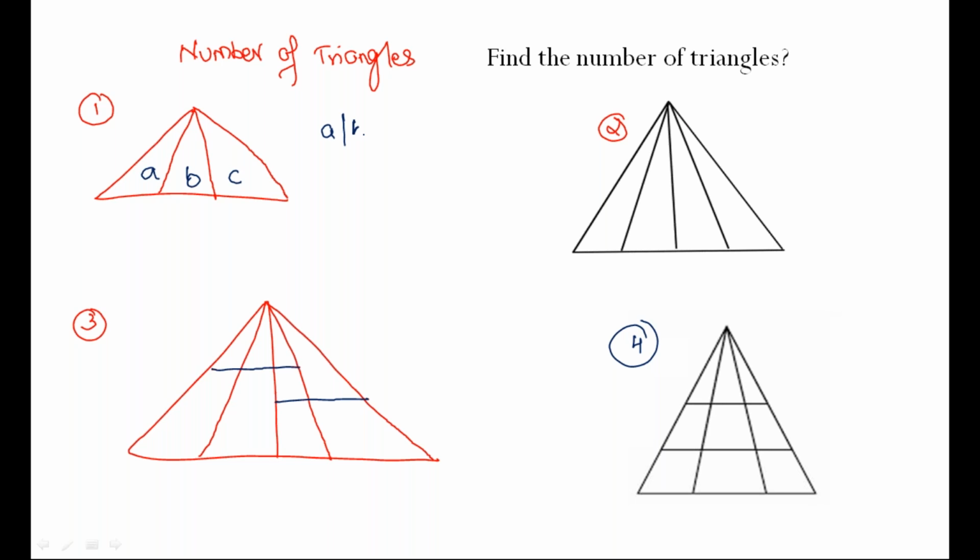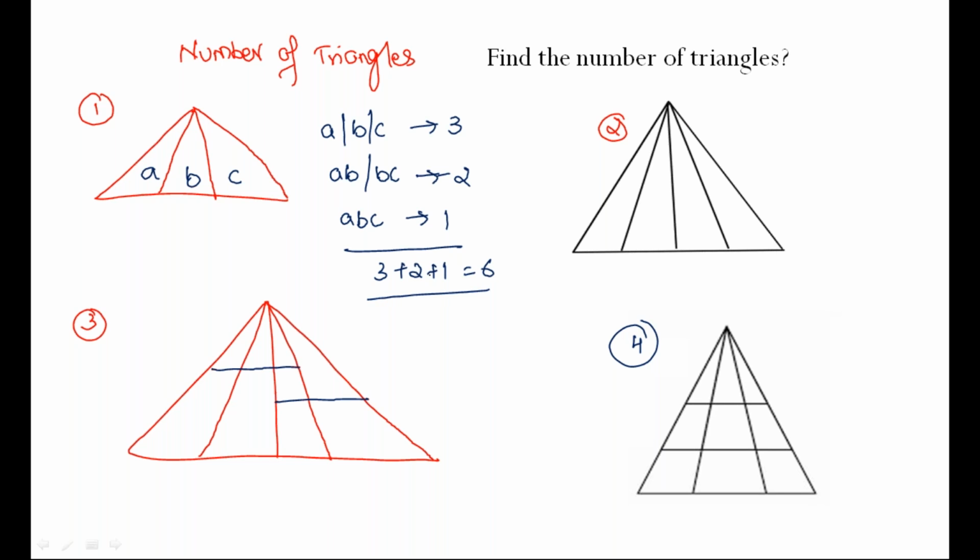A is one triangle, B is one triangle, C is one triangle, 3 individual triangles. Then AB combination is one triangle, BC combination is one triangle. Now 2. Now all the 3 together one triangle. Totally we'll get 3 plus 2 plus 1, 6.